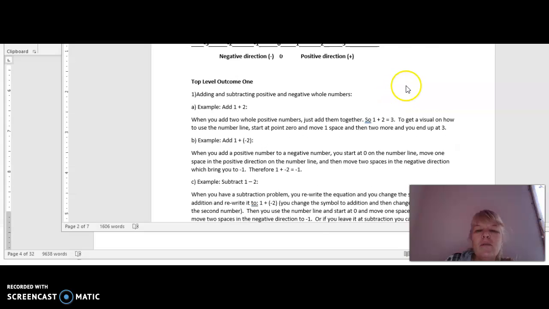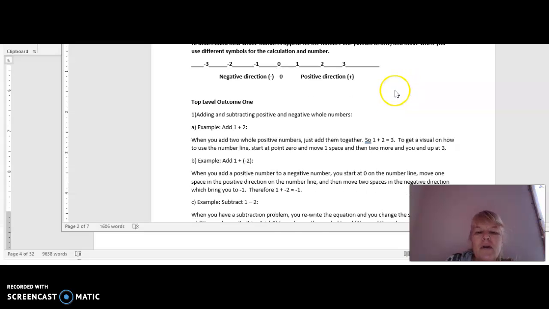Example 2 is add 1 plus -2. This is all in the description right here, but I'm just going to explain on the number line how that works. We're going to start at 0, and it says add 1 plus -2. So we go 1 in the positive direction, and then we go 2 in the negative direction. So if you add 1 plus -2, you get -1.